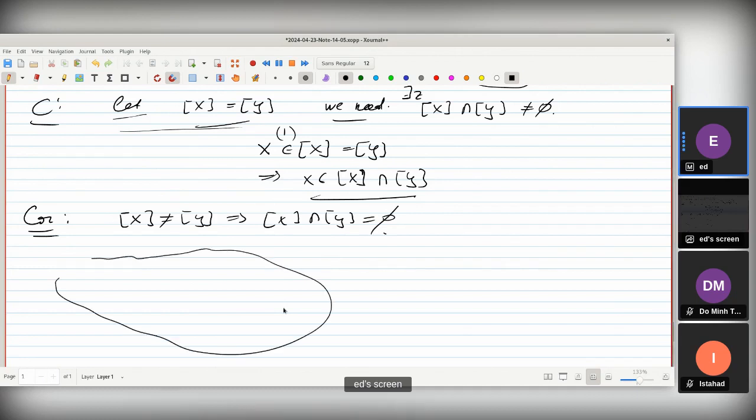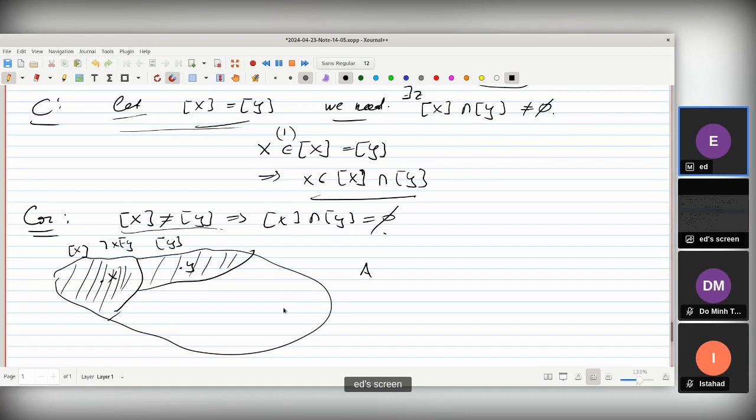What does it mean in practice? If we have A, we can take whatever element X, and then this element is covered. That is, it belongs to its equivalence class. But it cannot belong to any other equivalence class, because if two equivalence classes are distinct, they have no common element. So somewhere here there may be an element Y which is not equivalent to X, and it will belong to some other class, and so on. So these classes comprise a partition of our set.